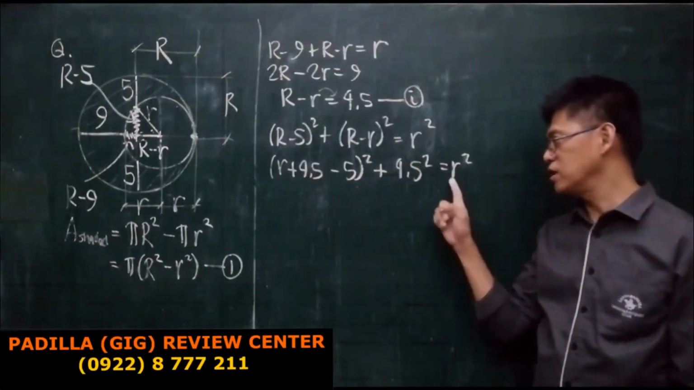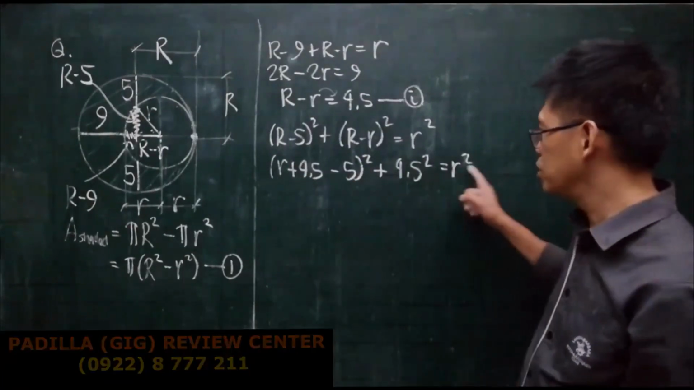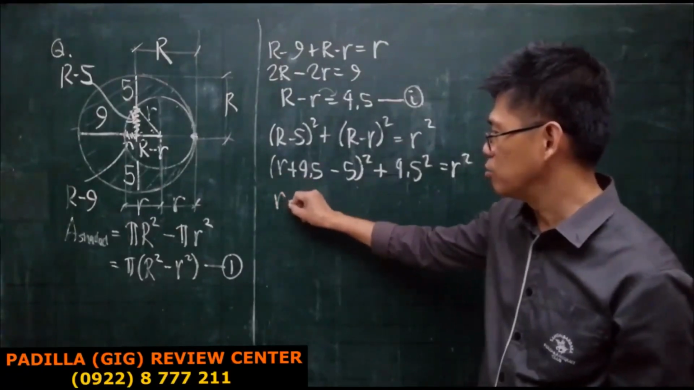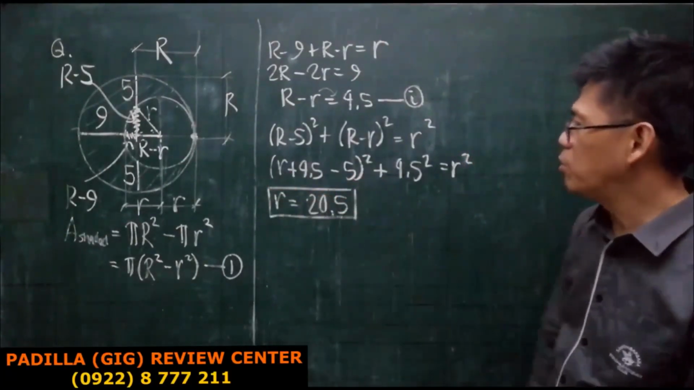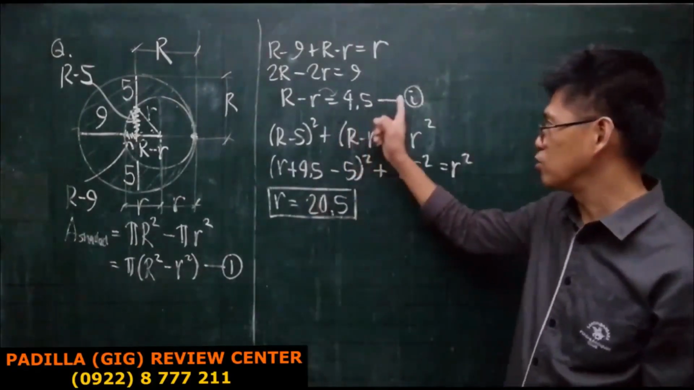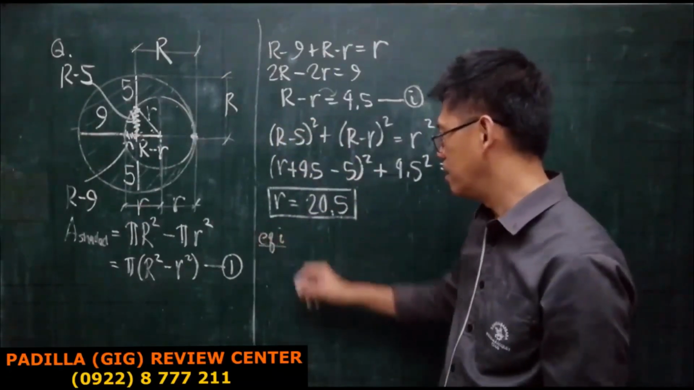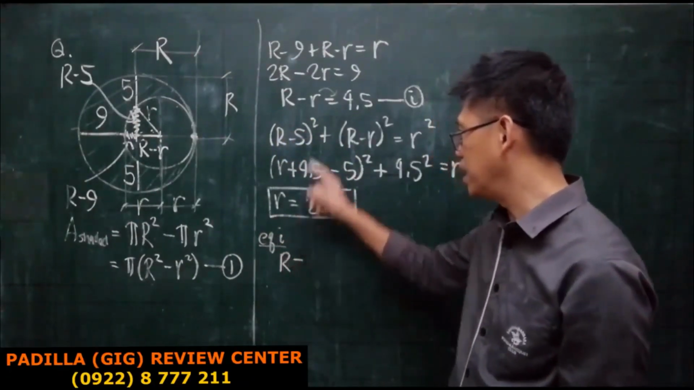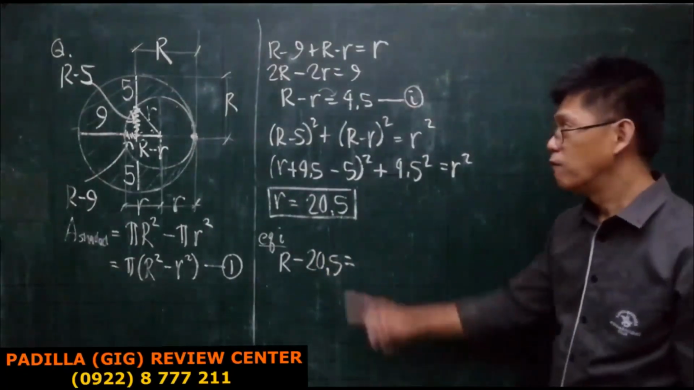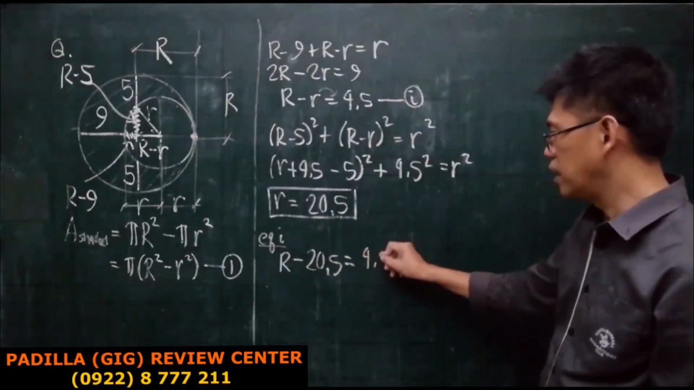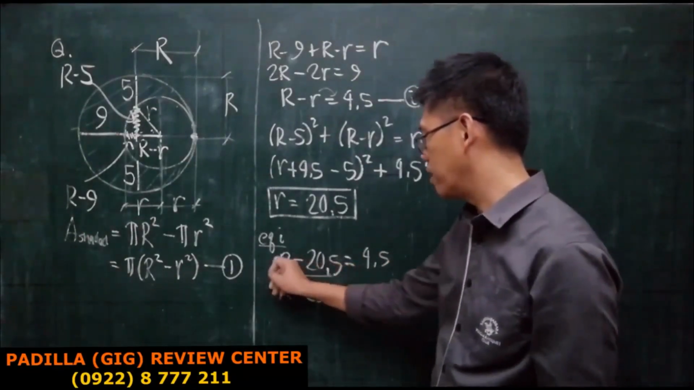This is one equation in terms of small r. So therefore, if you compute this equation, you'll get r to be 20.5. Knowing small r, I can substitute that to equation 1, and I'll be able to solve big R. So your big R minus 20.5 is equal to 4.5. So therefore, our big R is 25 units.